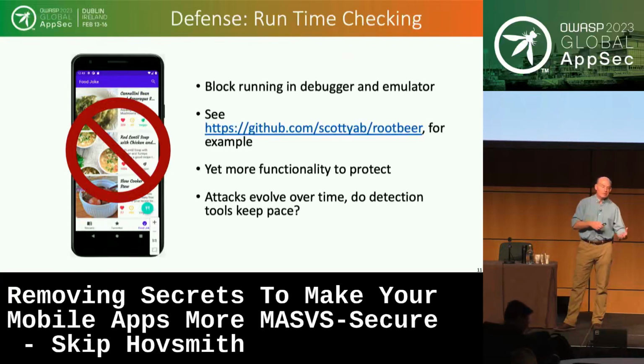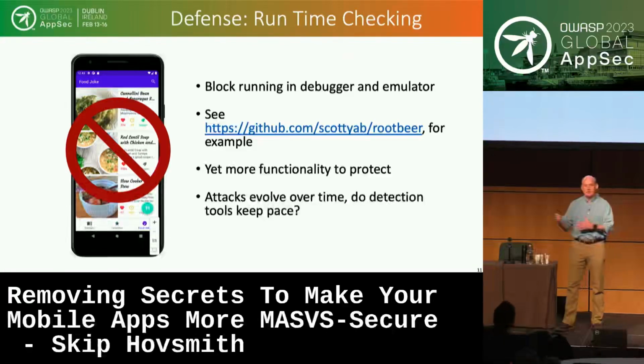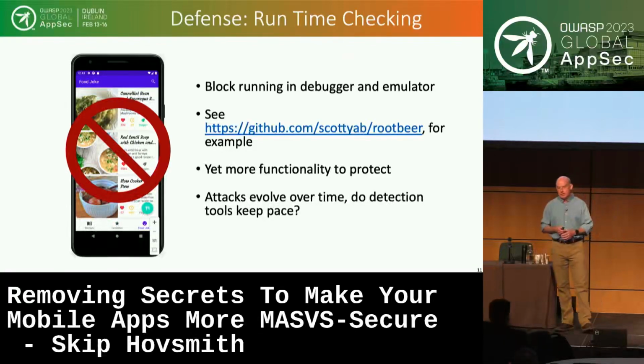You're adding more functionality into your app as you start adding these detections into your application, so it starts to get a little heavier. And you have to be vigilant about these types of tools because attackers are constantly pivoting, looking for new ways to get in. So you have to make sure that your tools are evolving at the same pace that the hackers do. And in many cases, it's really hard to keep up.